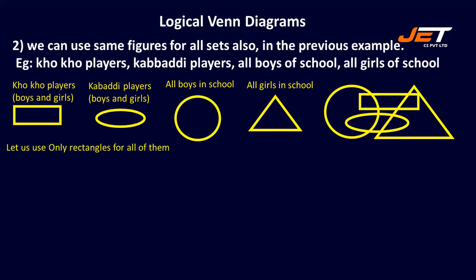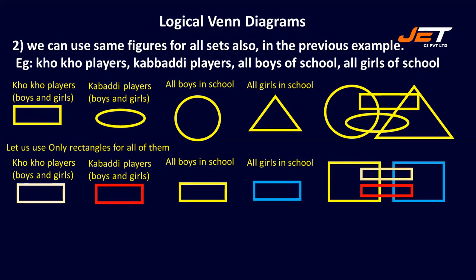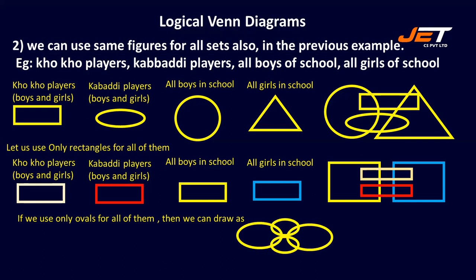Let us use only rectangles for all of them. This has been differentiated by the colors. That is Kho players, both boys and girls. Kabaddi players, both boys and girls. All boys in school and all girls in school. Right, so here we can see the rectangles have been overlapped. If we use only ovals for all of them, then we can draw the overlapping like how it is being shown in the figure.